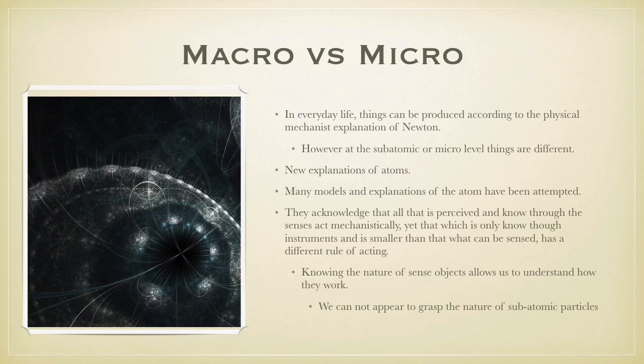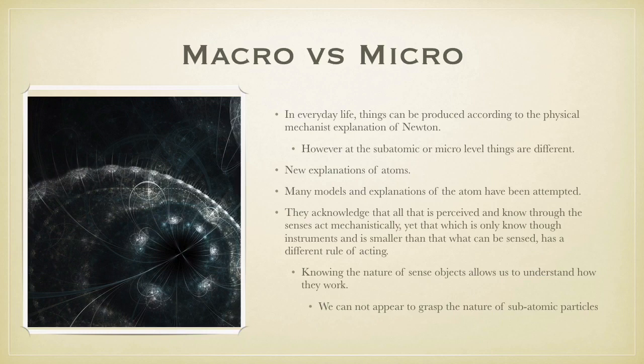This new understanding of the micro level has caused scientists to come up with new explanations of the atom. All the systems have to cope with the fact that what is perceived and known by the senses, or on the macro level, behaves mechanistically. Yet that which is only known through instruments that are smaller than what can be sensed has a different rule for its motion and action.